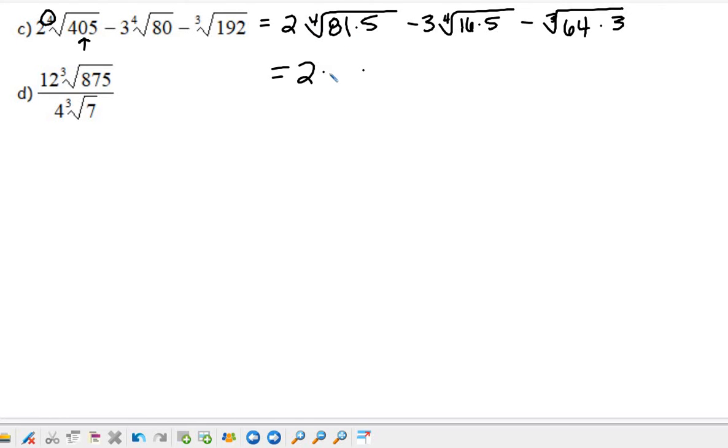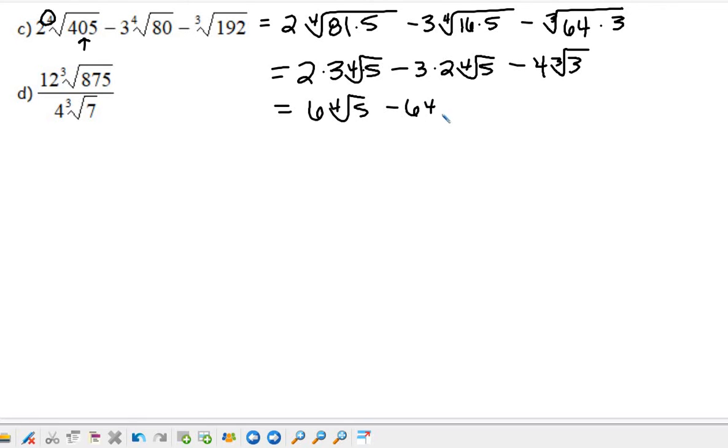So I have 2 times the 4th root of 81 is 3, 4th root of 5, still trapped under the radical. 3 times 4th root of 16 is 2. Be very careful here because you're going to want to write 4, but it's 2. 4th root of 5, and the cube root of 64 is 4 cube roots of 3. So I have 6 4th root of 5 minus 6 4th root of 5 minus 4 cube root of 3. So these two cancel and leave me with negative 4 times the cube root of 3.